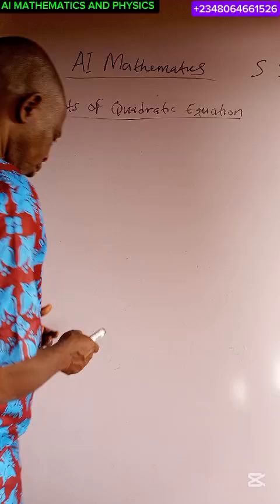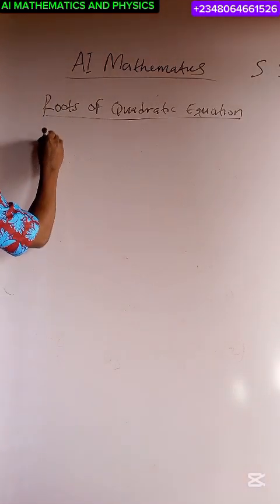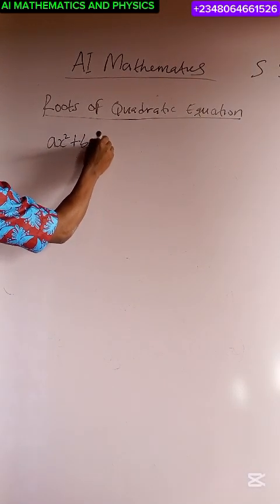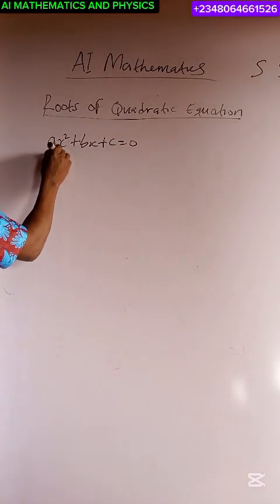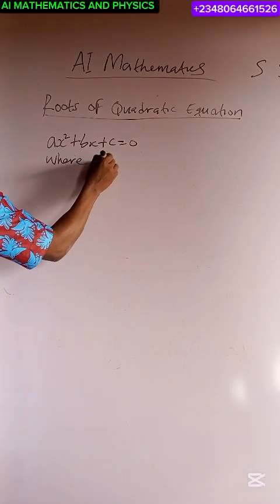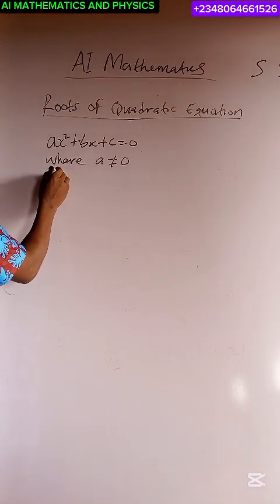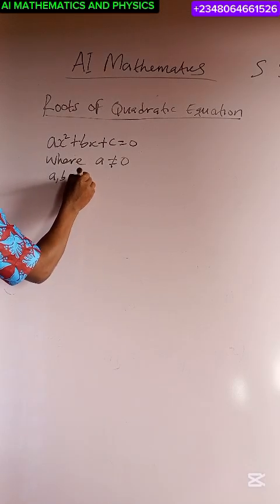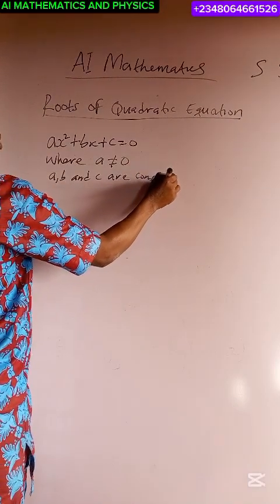So, you know, the quadratic equation is in the form of ax squared plus bx plus c equal to 0, where a is not equal to 0. Now, a, b, and c are what? Constants.